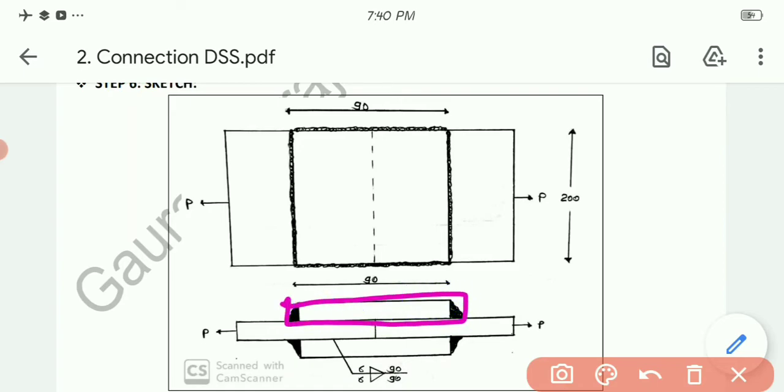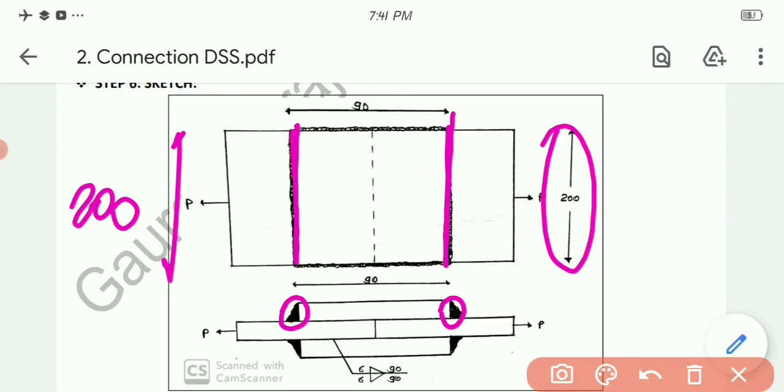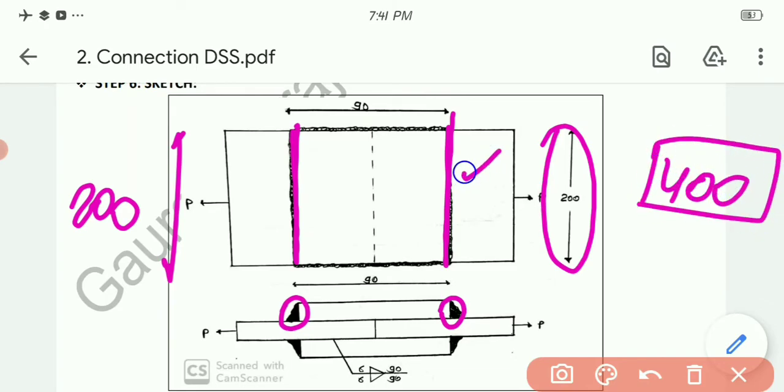Now this one is the cross section. Now if we consider the plan over here, first of all we need to provide the welding over here, that means this side, then welding over here also, that means this side. Now this is the width of the cover plate, that is 200 mm, so 200 plus this 200, ultimately I will use 400 mm directly over here as well as over here, total 400 mm.